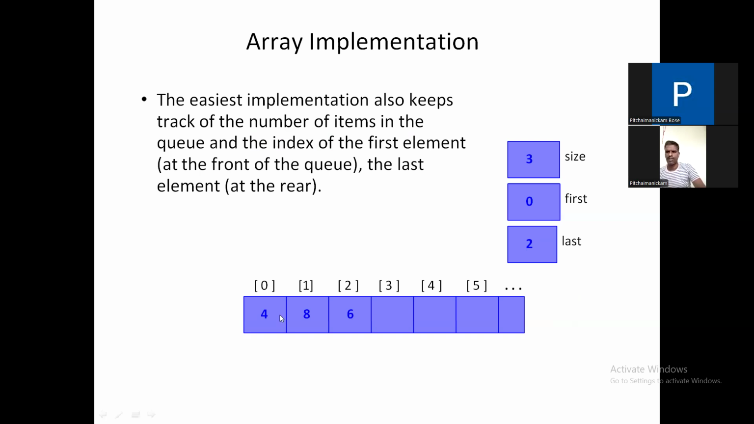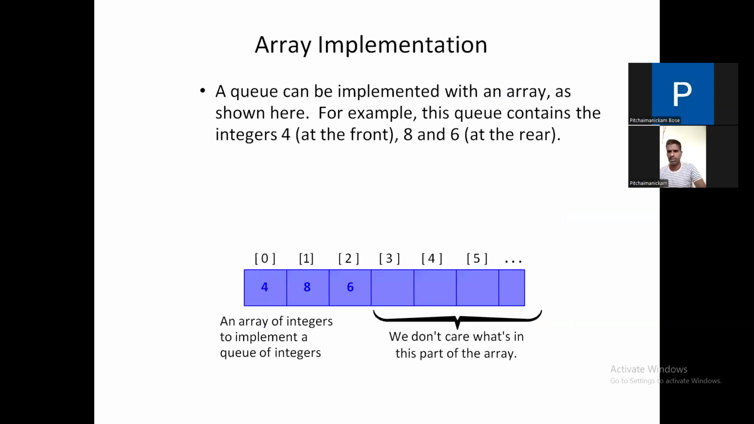So here we just see the initial setup of the queue. One thing is that 4 is stored in the first location, 8 is stored in location 1, and 6 is stored in location 2. So size is equal to 3, the first indicates the value 4, and the last indicates the value 2 here. This is an array implementation, and we don't worry about the remaining part.